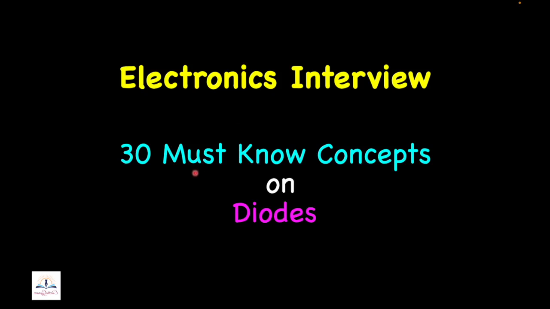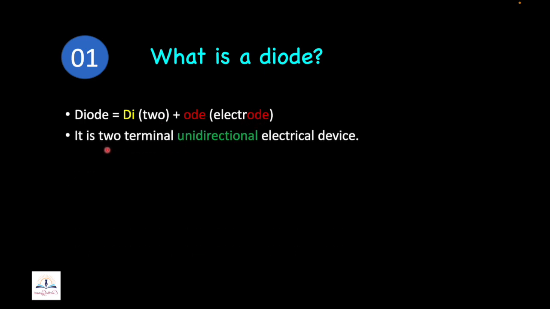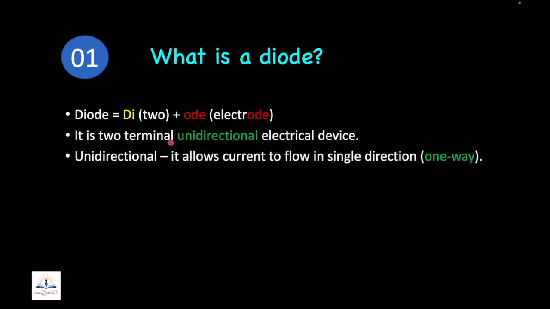Hi everybody, let's see what are the 30 must-know concepts for electronics interviews on diodes. So the first question is, what is a diode? Diode: here di means two and ode is taken from the word electrode. That means a diode is a two-terminal unidirectional electrical device. Unidirectional devices are those which allow current to flow in a single direction only.